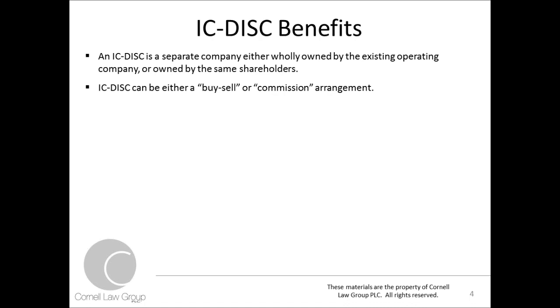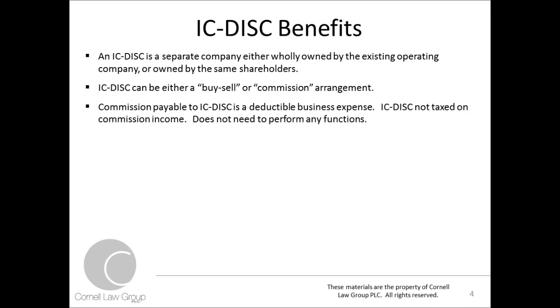A much more simple and much more common way of structuring an IC disc is as a commission arrangement. Under this type of arrangement, the IC disc really doesn't have to do anything at all. It's basically just a paper corporation, although there are reasons in more complex structures to have it take on some functions that can increase the tax benefit. But regardless, the rules simply allow the existing business to pay a commission to the IC disc determined based upon the export income of the business.